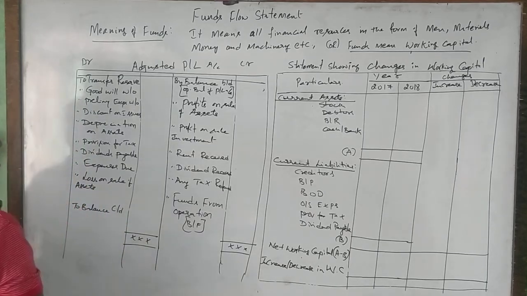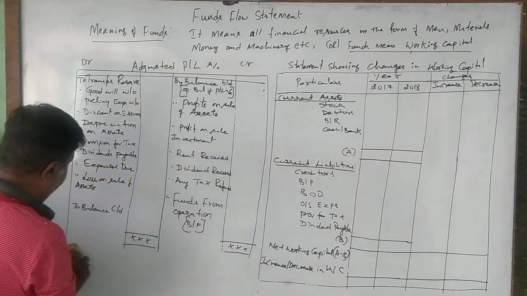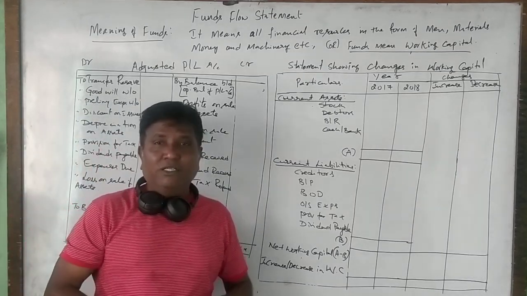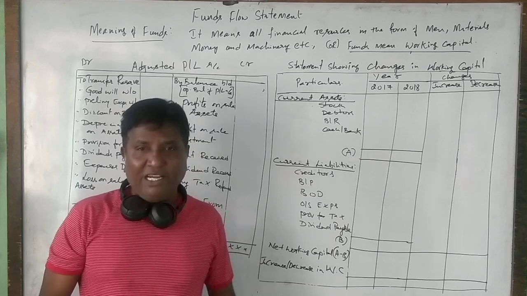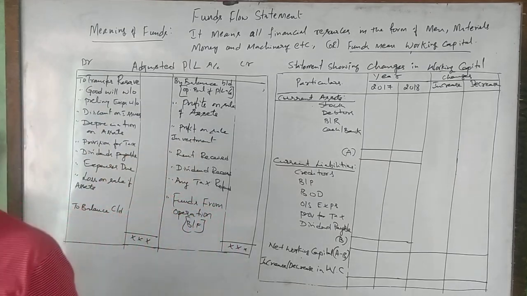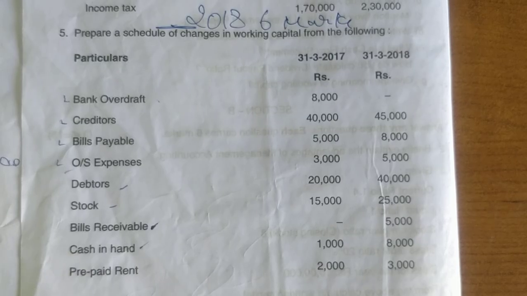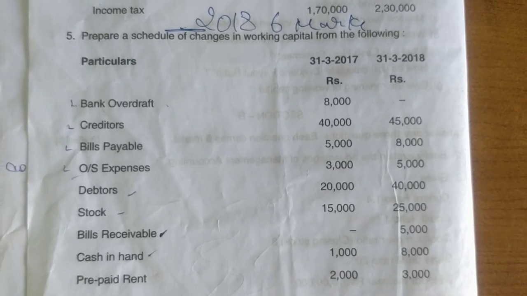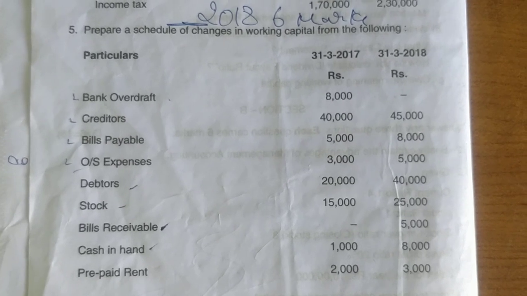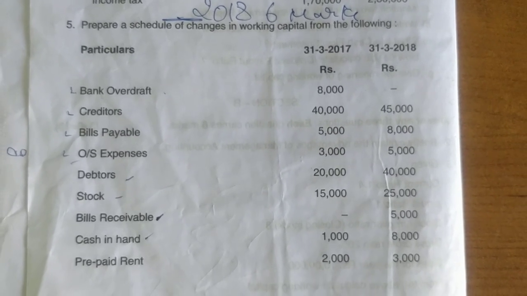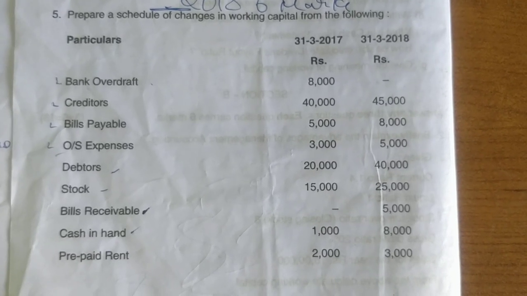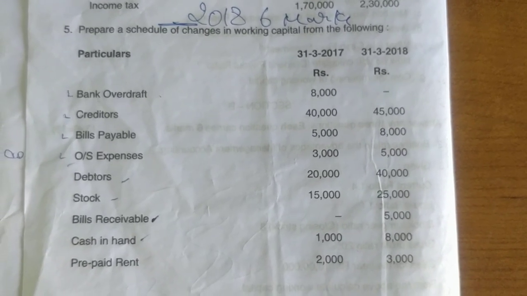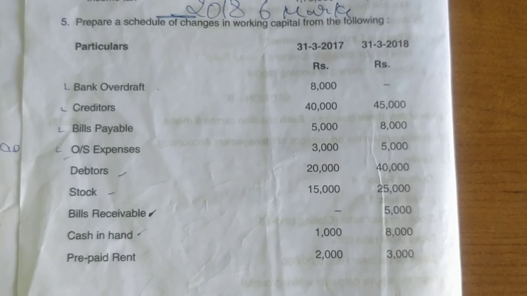Now, based on these two statements, let us solve some problems which were given in the question paper. We'll try to solve at least 2 to 3 years of question papers and we'll learn. This is a 2018 question paper, a 6 marks question. Please kindly write this on a paper. If you write this question, it becomes very easy for me to explain also, because the question will be in front of you. Okay? Question number 5.